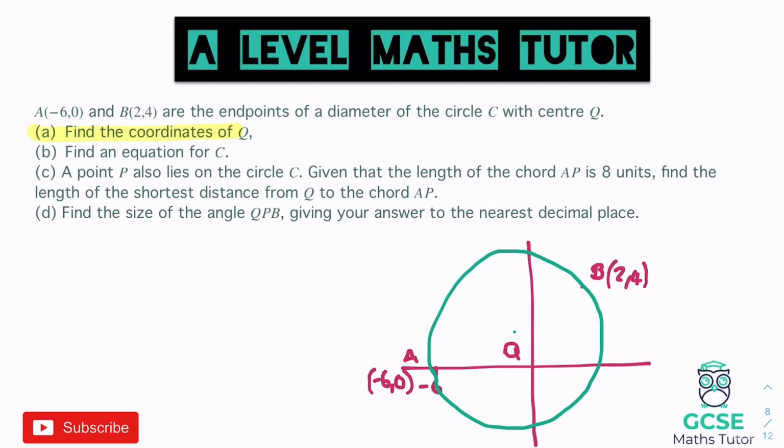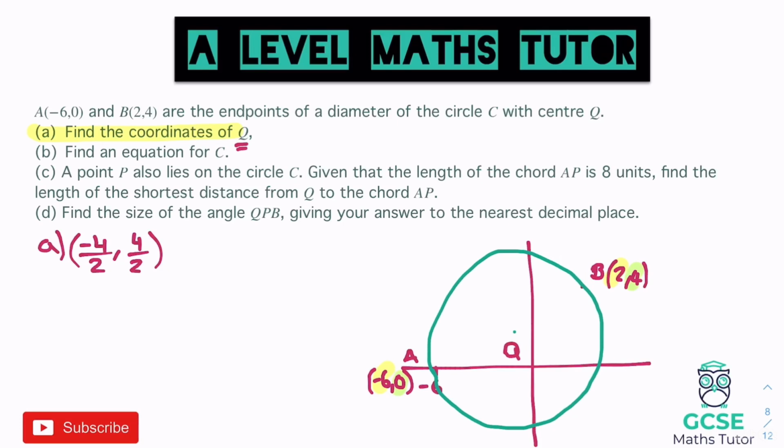If we take the two x coordinates, we've got negative 6 and 2, and if we add those two together, negative 6 add 2 is negative 4, and we're going to halve that. That's for our x coordinate. For the y coordinates we've got 0 and 4. If we add those together, we get positive 4, and again we're going to halve that. That's going to give us the coordinate of our midpoint, which will be the centre of our circle, and that's what it's asking for where it says the coordinate of Q.